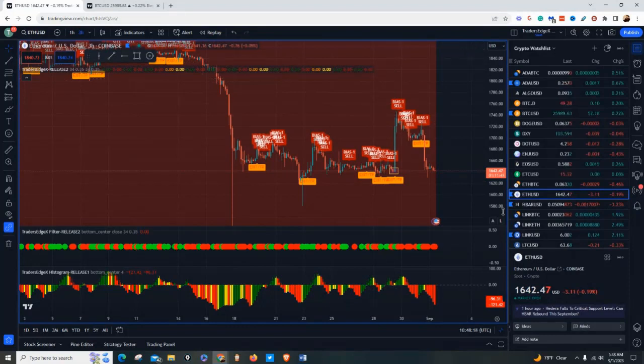So this is the time where I can accumulate, right? Accumulate when there's blood on the streets. Isn't that what Warren Buffett said? Accumulate when there's blood on the streets. When everybody else is selling, that's our opportunity. We are the Warren Buffett of crypto. This technique is the Warren Buffett of crypto.